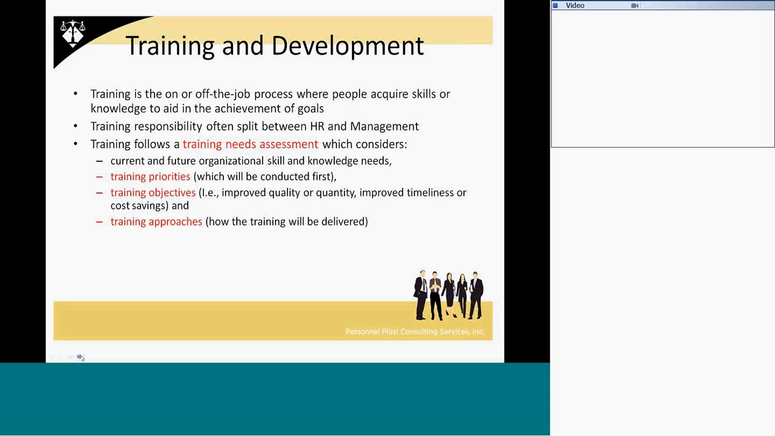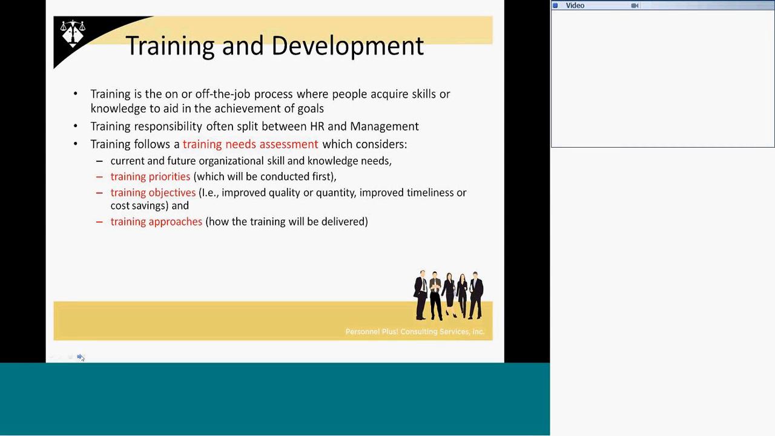But training typically follows what's known as a training needs assessment. A needs assessment is a multi-step process which considers, first of all, where the organization is headed. So if you know that you're going to start producing a new kind of widget, you might have to train people up so that they're capable of producing that particular widget. You have to determine what the priorities are, which things have to come first, which can be deferred, or necessarily have to be deferred until their information has been presented.